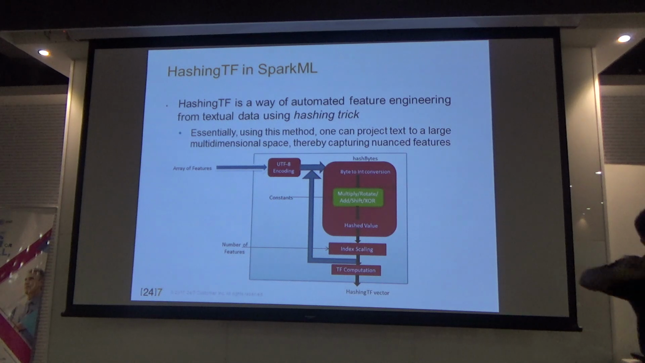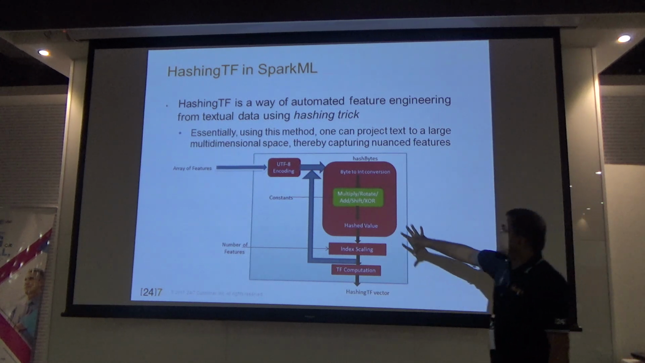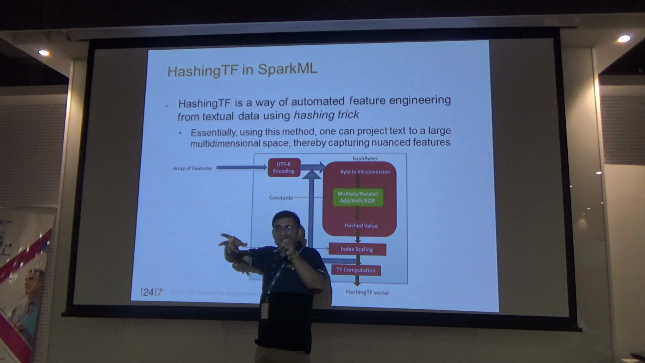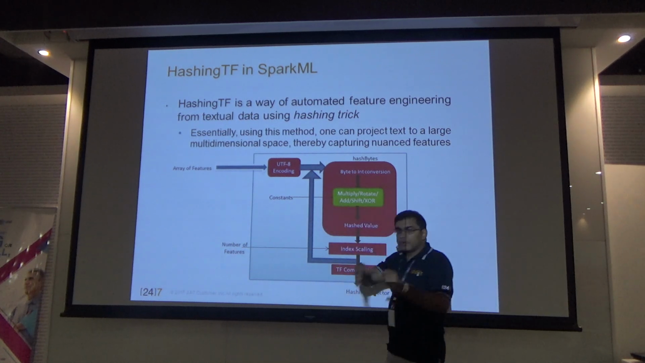So you hash it out to a larger dimensional space and then find the term frequency. It's a standard method available in Spark, I think from 1.6 or 2, maybe 2 onwards. So what it does is, let's say this is the array of features. Like this might be an array of strings, right? So you want to create.